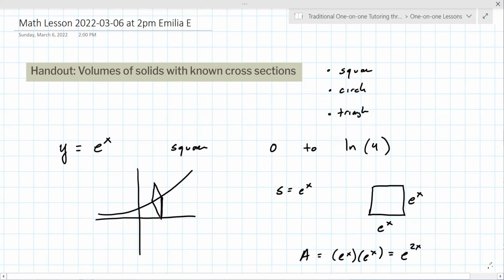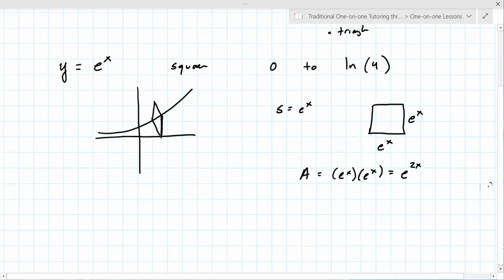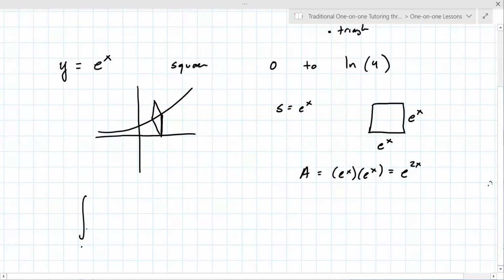So now you're going to integrate this from 0 to natural log of 4. e to the 2x, that's the area. dx gives you the volume of one of these pieces. Okay. And that's literally it.